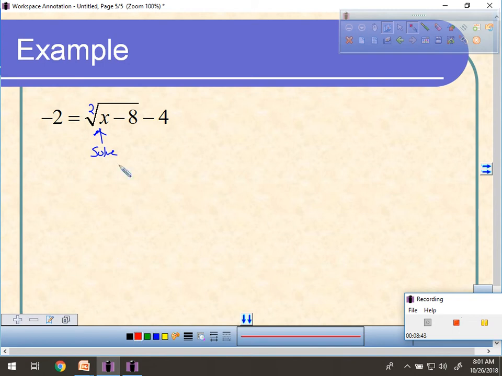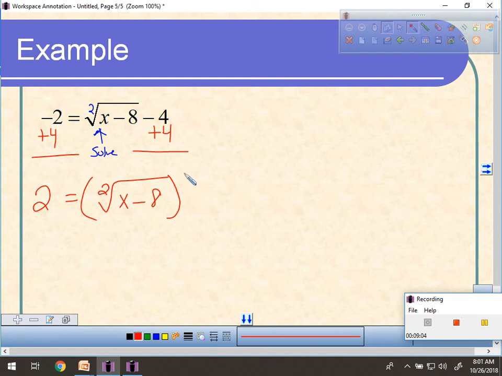So the first thing I would do to this problem is, I'd add 4 to both sides. And so that would give me negative 2 plus 4. That would give me 2. And that would be the square root of x minus 8. Now, the common mistake here, guys, is you would not add 8 first, because the 8 is inside of that radical. You got to get rid of the radical first. So the way you get rid of a square root is you square both sides. That's how you get rid of a square root.